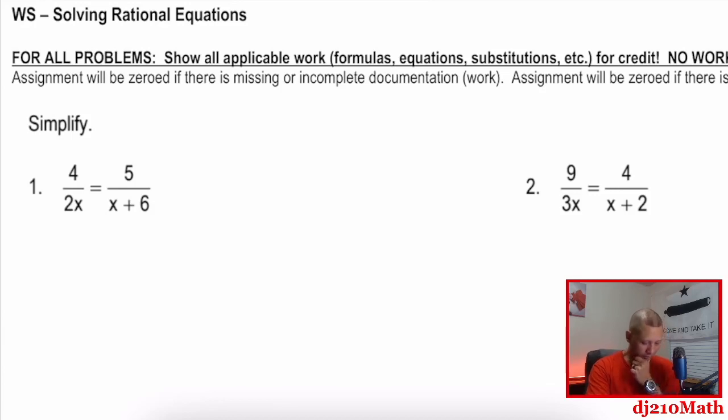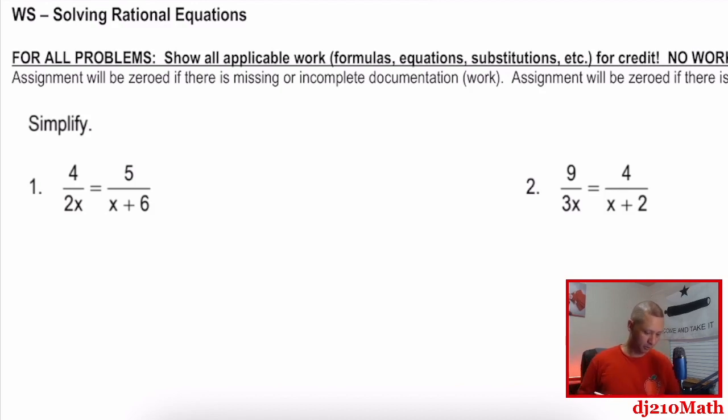All right, solving rational equations. So we have equations that basically have fractions, right? And the fractions have equations in them. So this is pretty interesting stuff here.